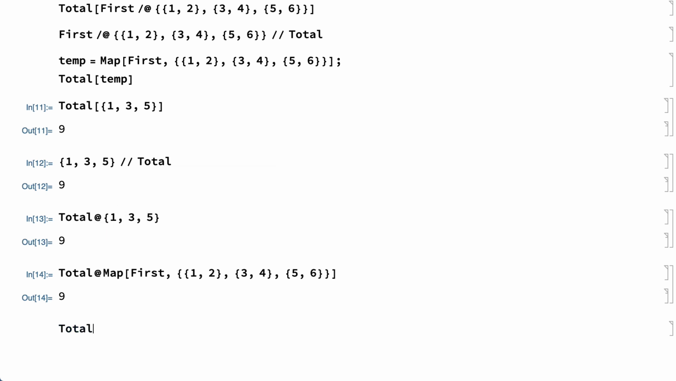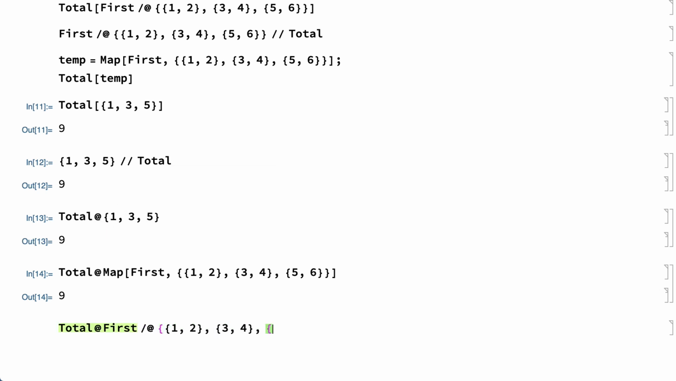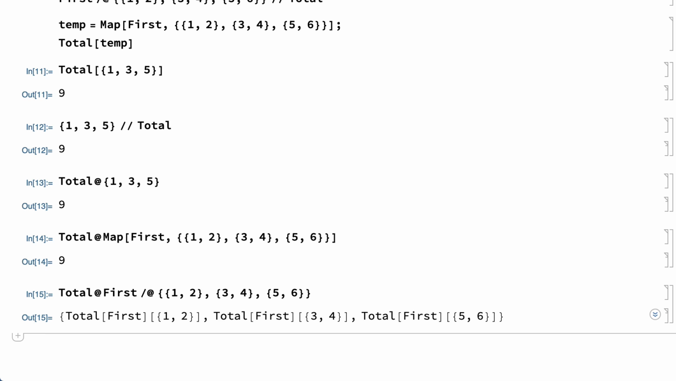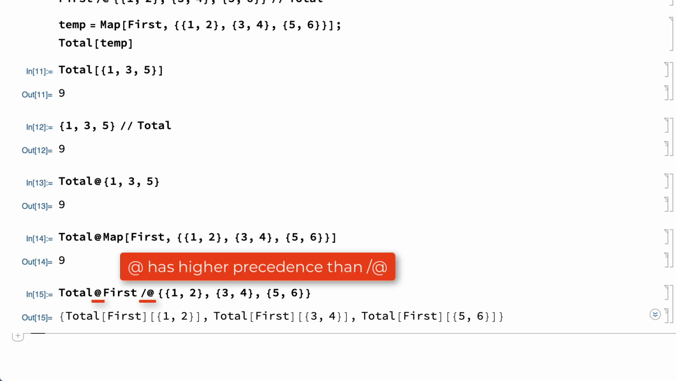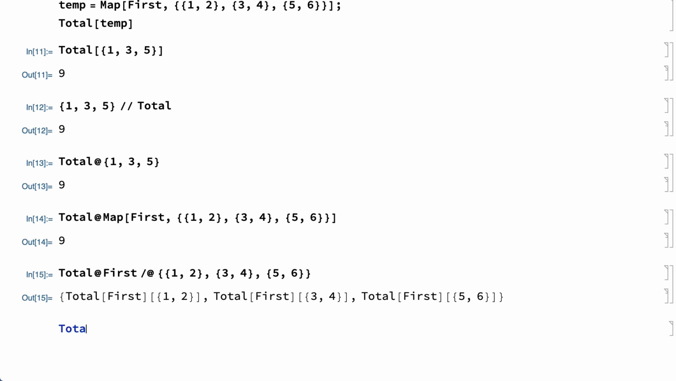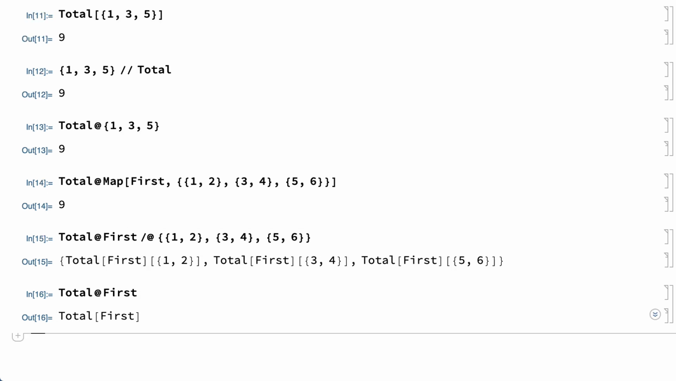If the map function is entered using the /@ operator, however, then this program does not work as intended and instead gives a very different result. This happens because in that input, the @ prefix operator has higher precedence than the /@ operator, so total is grouped with first to get an expression with first as the argument of total, which is not a meaningful expression, and that expression is then mapped over the list to get the observed result.